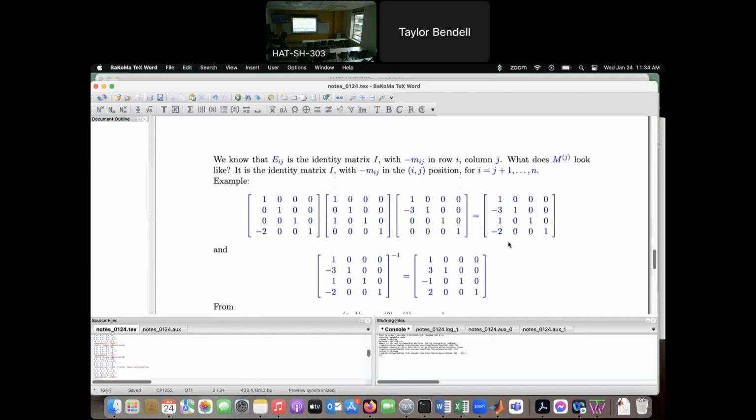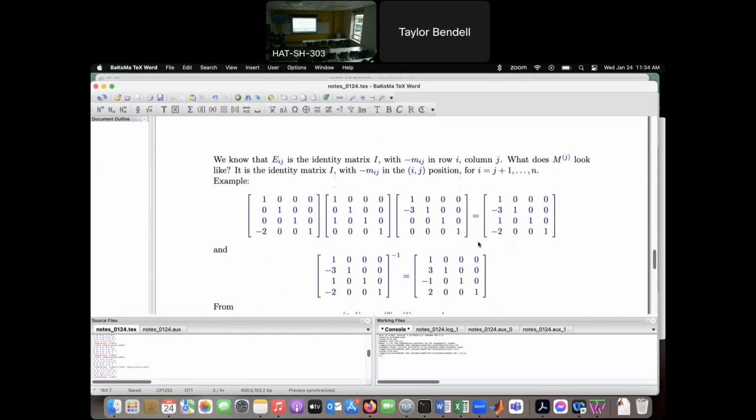Now, as mentioned earlier at the beginning, we want some sort of record of what row operations were performed. Well, for column 1, this is that record. What happens is these are the negatives of all the multipliers that we use on column 1.